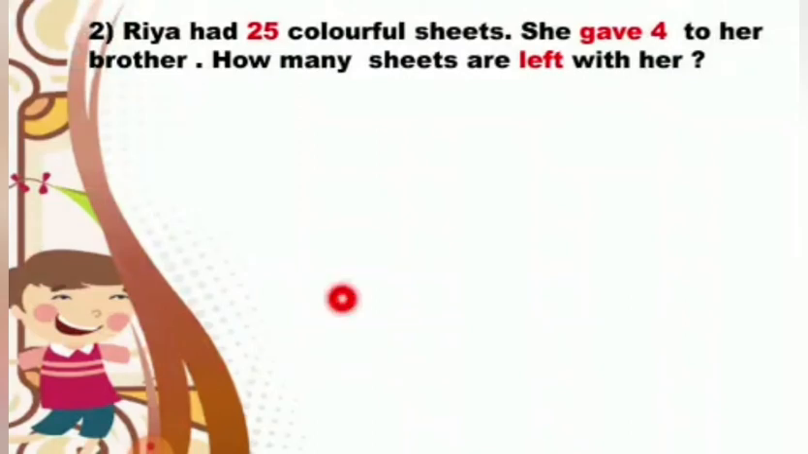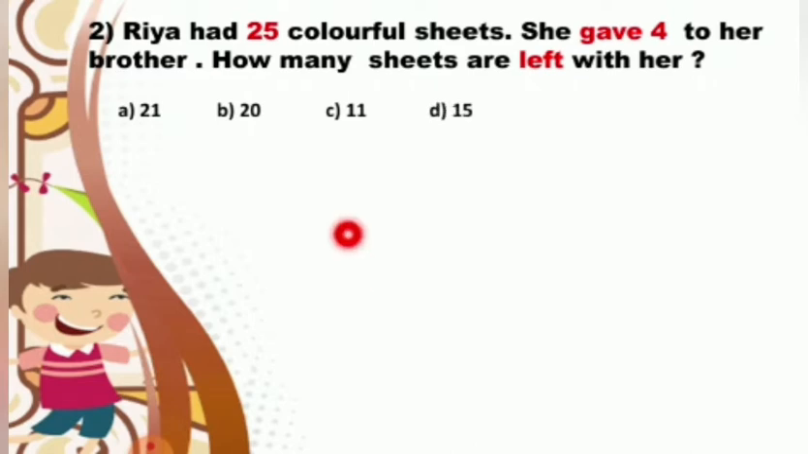Question number 2. Ria had 25 colorful sheets. She gave 4 to her brother. How many sheets are left with her? So here there are 4 options. A 21, B 20, C 11 and D 15.